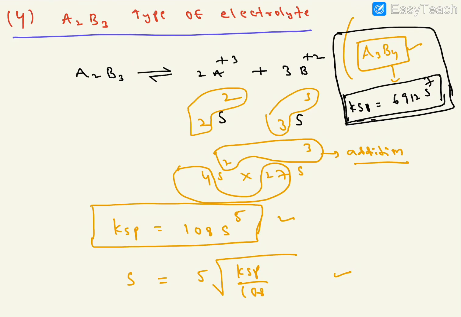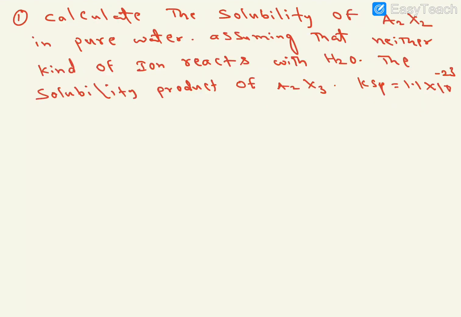So next, let us discuss some problems related to this solubility product. Problem number 1: Calculate the solubility of A2X3 in pure water, assuming that neither kind of ion reacts with H2O. The solubility product of A2X3, the KSP, is equal to 1.1 into 10 to the power of minus 23. So this is the question. Simply, what they are asking is the solubility. So what kind of electrolyte are they giving here?